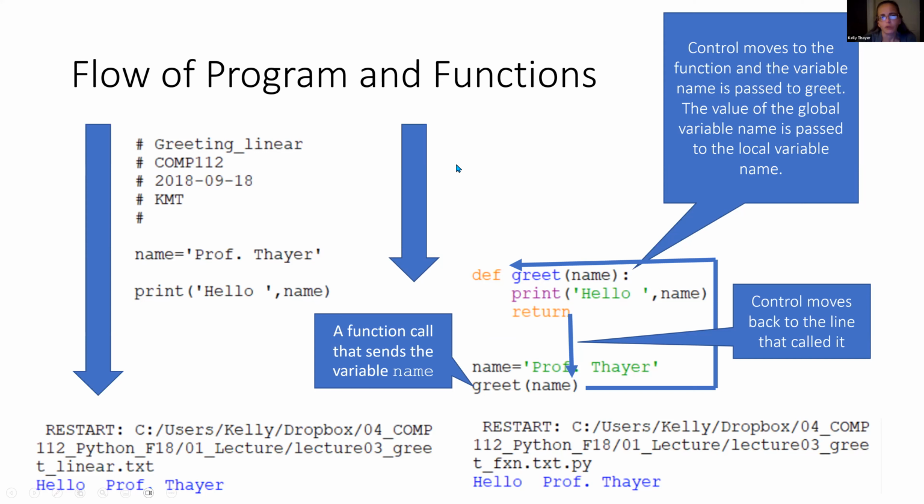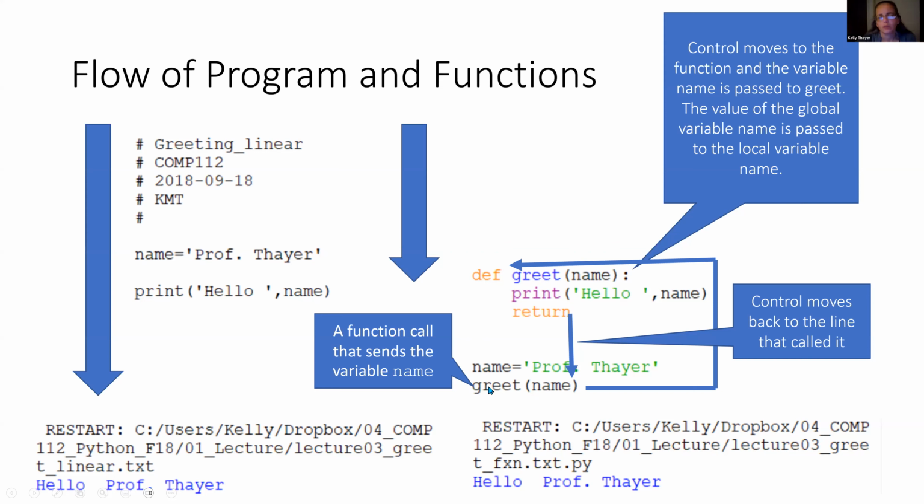So the imaginary pointer comes from the top of the script and comes along and says, oh, got to learn how to do a greet. Def greet, all right, greet function. This is what I got to do, print hello and the name and do some returning. And the pointer goes on, but it doesn't actually do the function yet. It says name equals Professor Thayer. Okay, fine, we store another variable. There's the function call, greet of name. So name gets replaced by Professor Thayer.